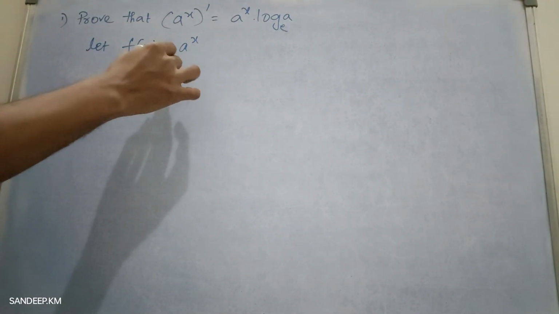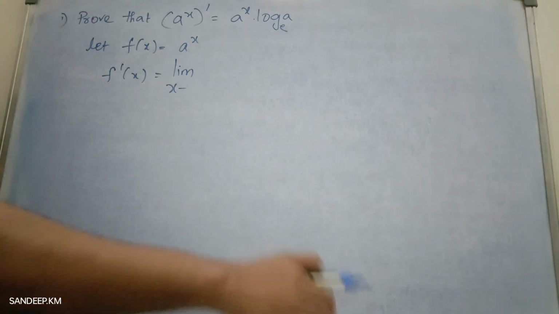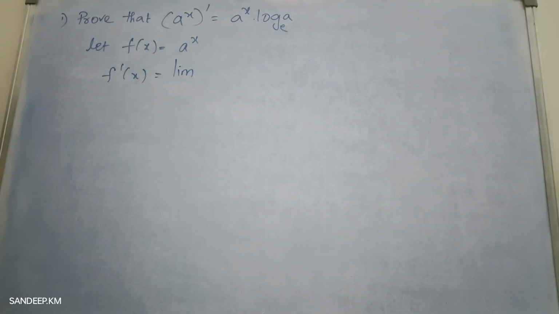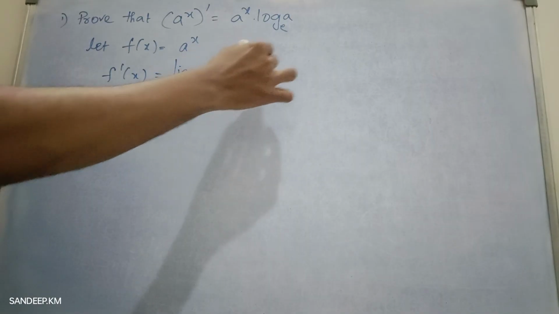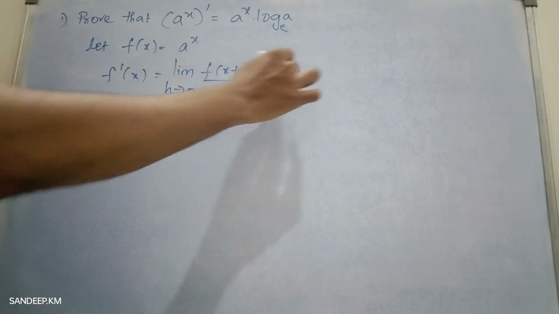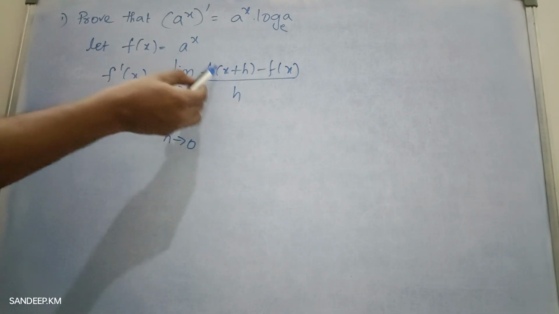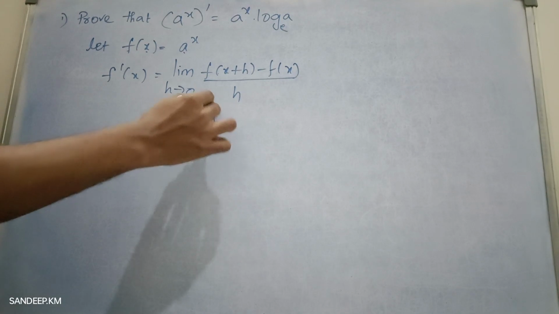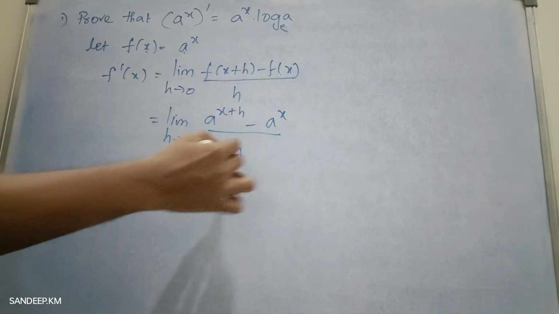So f dash of x, using the first principle of derivative, is limit h approaches 0, f of x plus h minus f of x divided by h. Limit h approaches 0, f of x plus h is a power x plus h, right? Minus f of x, which is a power x, whole divided by h.